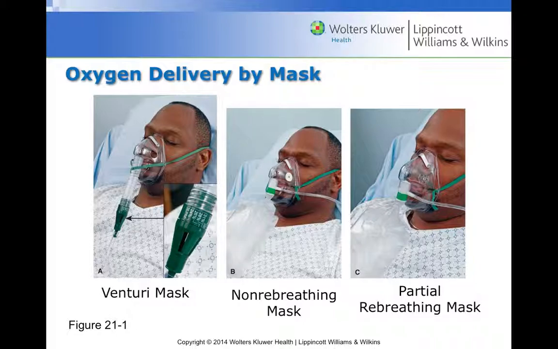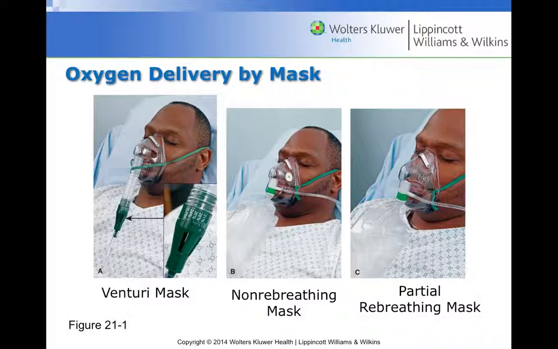And here is a brief illustration of some of the types of masks that deliver oxygen, with A being your Venturi mask, B being your non-rebreather, which we talked about and I want you to review, and then C is the partial rebreather. So I do want you to understand what the non-rebreather is versus the partial, as well as your nasal cannula, and understand the differences between them.